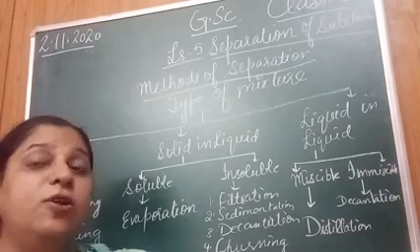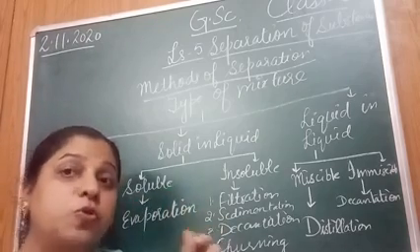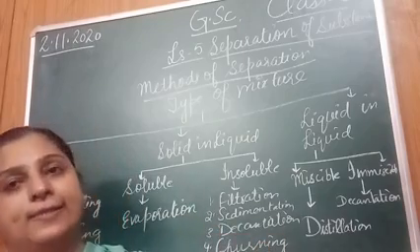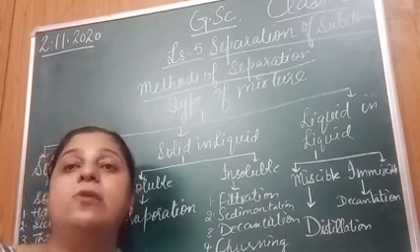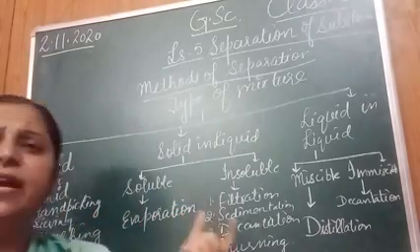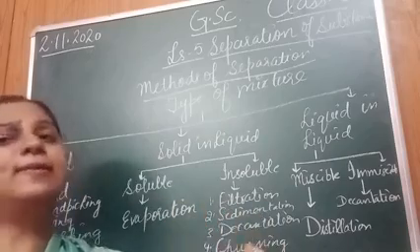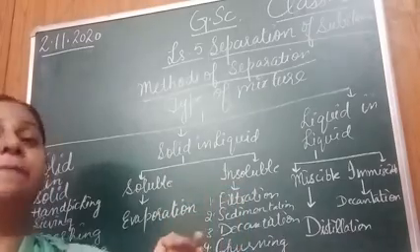You might have seen your mother separating out small pieces of stones from dal or rice. How is she doing it? She is separating it by using her hand. This is known as hand picking. What the criteria and qualities should be, we will discuss later when we take up all the methods separately.